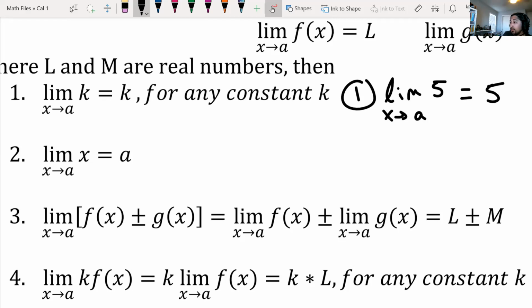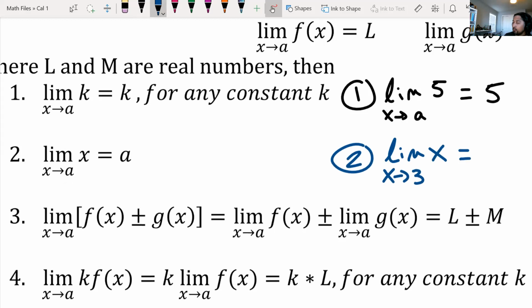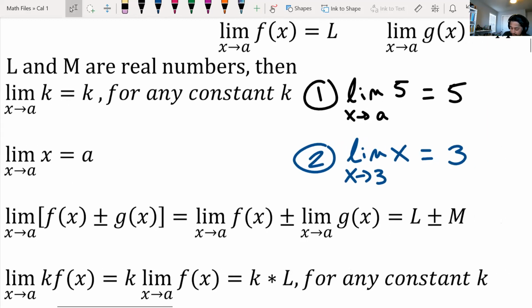Okay. Number 2, the limit as x approaches a of x is equal to a. This is actually called the direct substitution process or property, because all this limit's saying is, take a and plug it in for x, and you'll get your limit. So to do an example of number 2, if I said the limit as x approached 3 of x, what would my limit be? 3. Good. That's how that works. Just plug that number in for x.